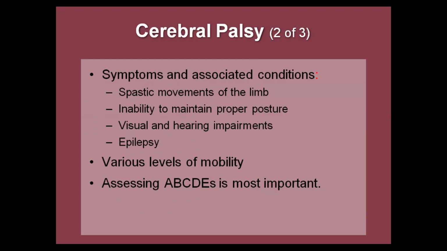Some of the symptoms and associated conditions are spastic movements of the limbs, so they're going to have very poor control of their limbs, inability to maintain proper posture. They're going to have some visual and hearing impairments, and they potentially could have epilepsy as well, along with some intellectual disability. So they may not be able to communicate as effectively as a person their age normally would.